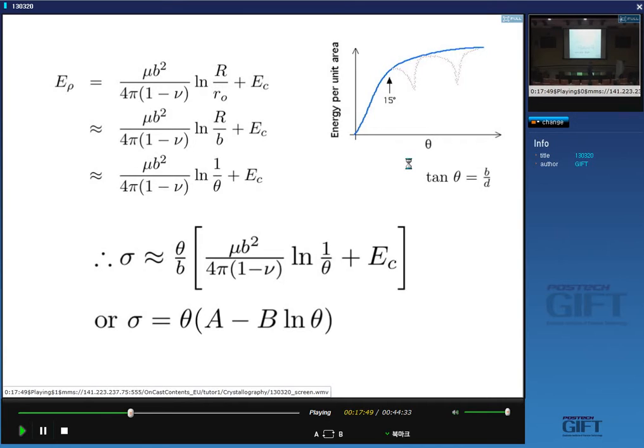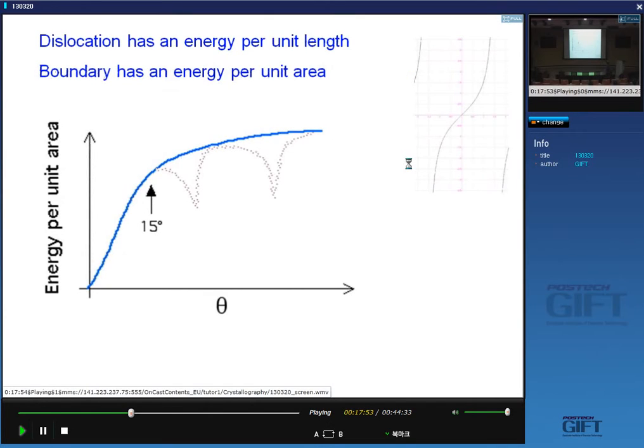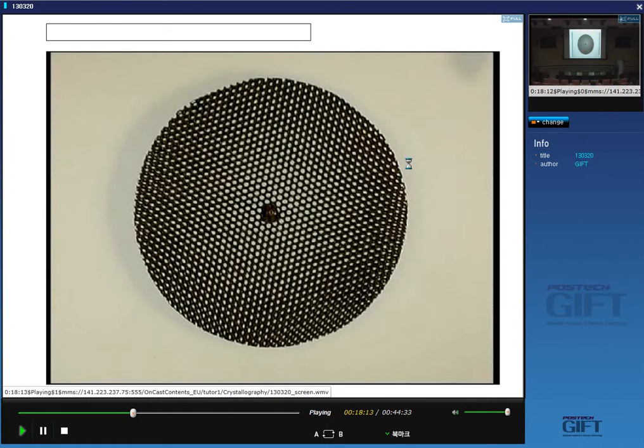And why do we get that? Let me just say that we now need to explain what happens at special values of theta, where suddenly the boundary gains coherency, or a higher level of coherency than our dislocation model would imply. Okay, so I'm just going to switch to a movie, and I want you to watch carefully.